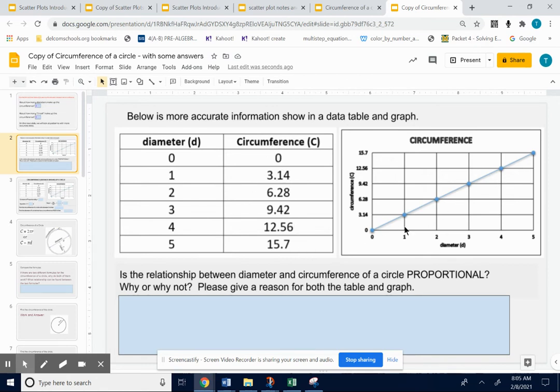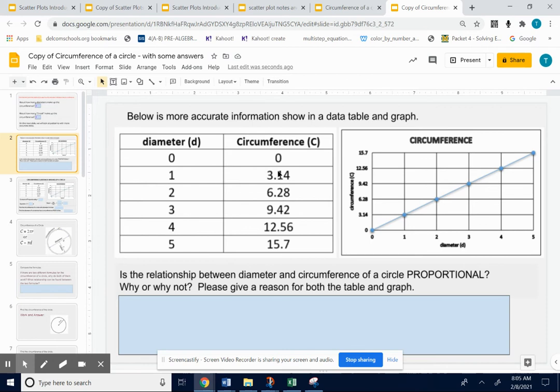Here's a graph showing exactly the same information. See, here's 0, 0. Here's 1, 3.14. Here's 2, 6.28. I just had a question for you. Is this relationship between the diameter and the circumference proportional? Please give a reason for both the table and the graph. Think about it. If you're quarantining, think about this before you just type this in and listen to me.